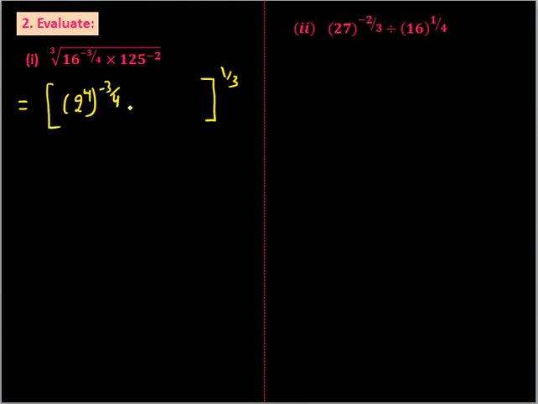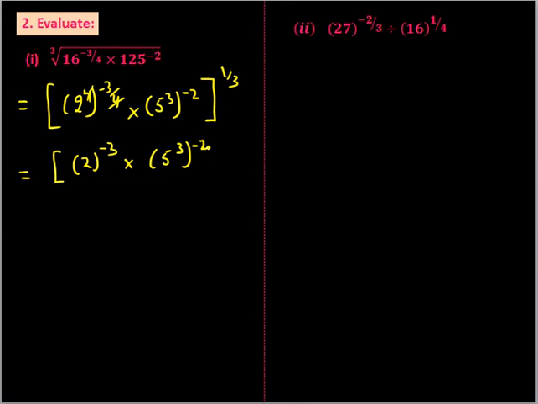In the same way, converting 125. 125 is 5 with an exponent 3, and then it is raised to the power minus 2. Now let us simplify this. Over here 4 and 4 can be cancelled out. We are left with 2 with an exponent minus 3, and here it is reduced to 5 with an exponent which can be written as 3 into minus 2.